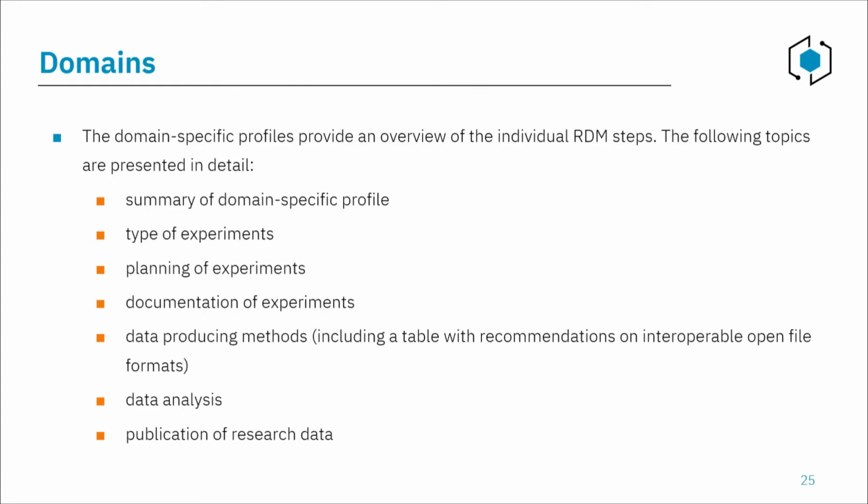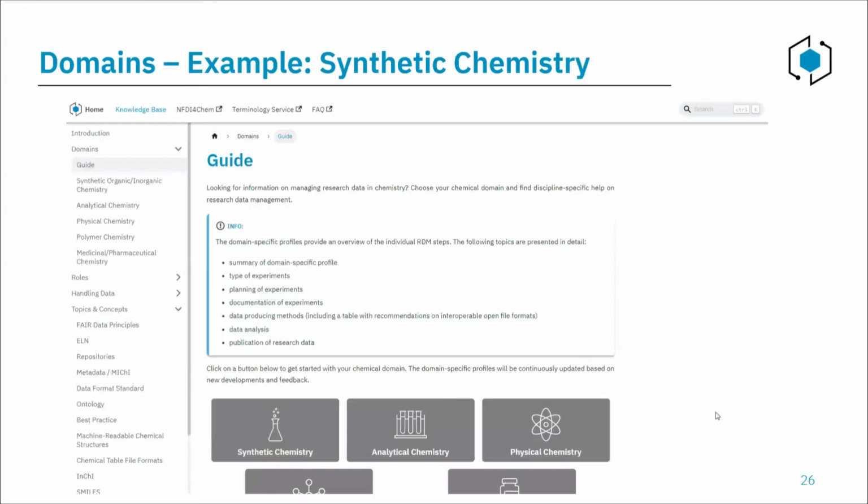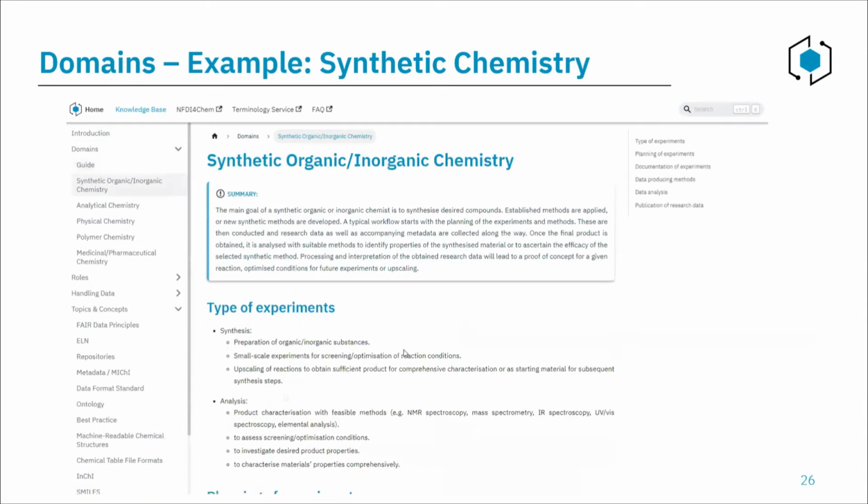First of all, you have a summary of the domain-specific profile, and then you have some information on how to plan experiments, how to document them, and how you can do data analysis and publication of research data in a FAIR way. Let's have a look at an example here to illustrate this. Here we have synthetic chemistry. Click on the button, and then you see the article.